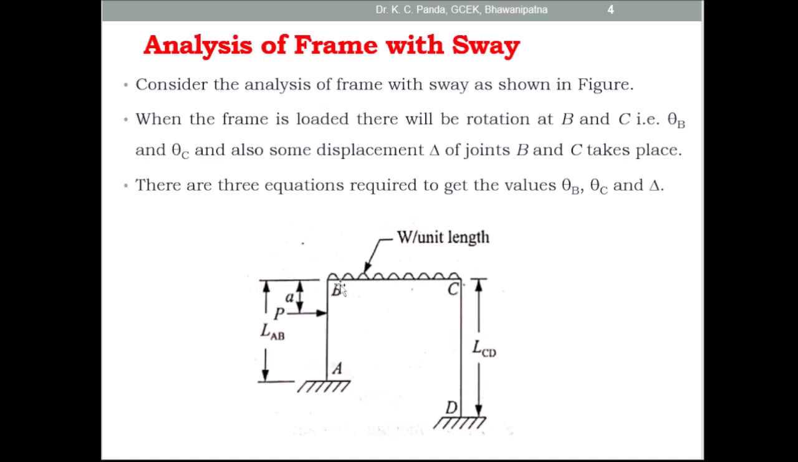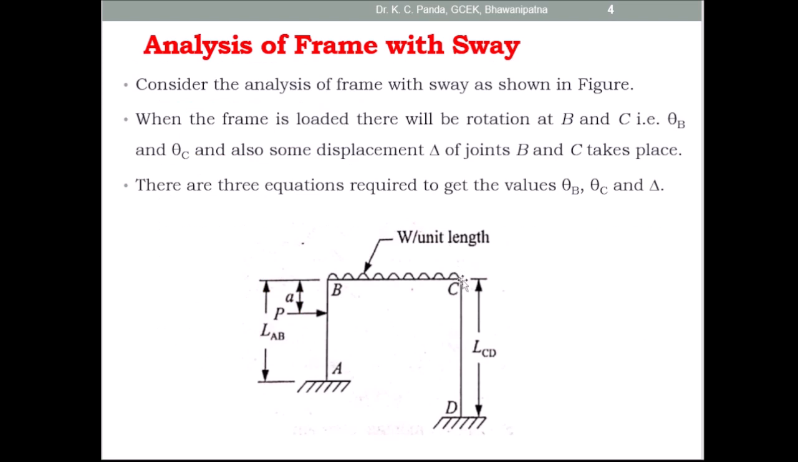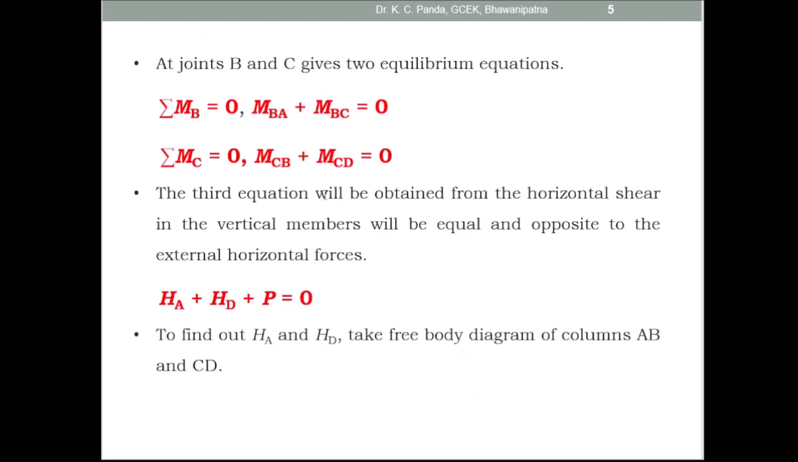So here at joint B, the summation of moment at B is equal to 0: MBA plus MBC is equal to 0. At joint C, the summation of moment at C is equal to 0: MCB plus MCD is equal to 0. And the third equation will be obtained from the horizontal shear in the vertical members, which will be equal and opposite to the external horizontal forces.